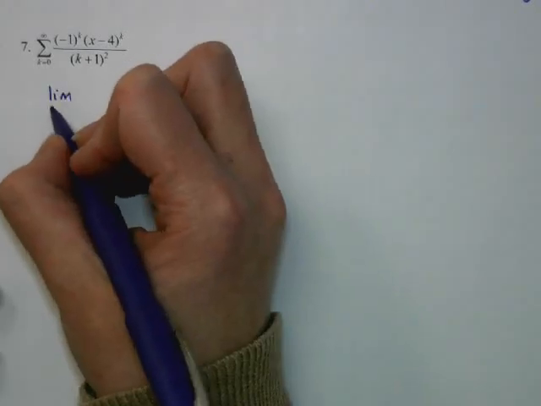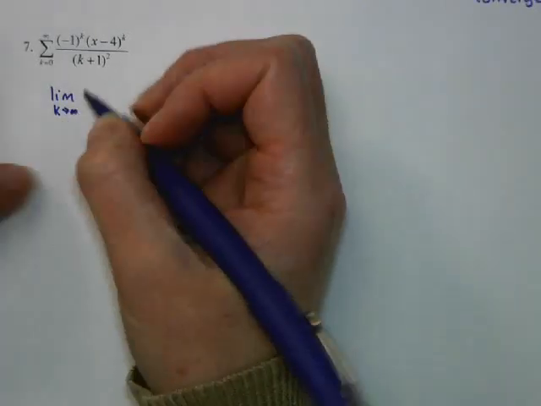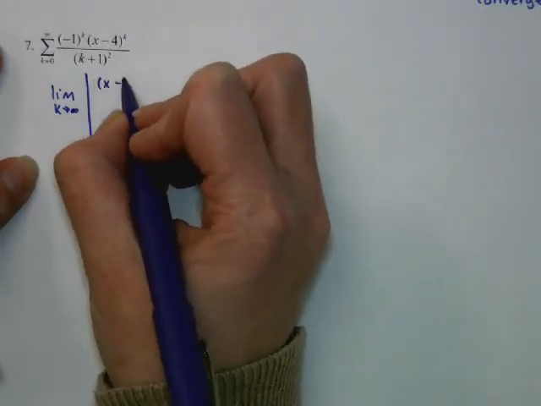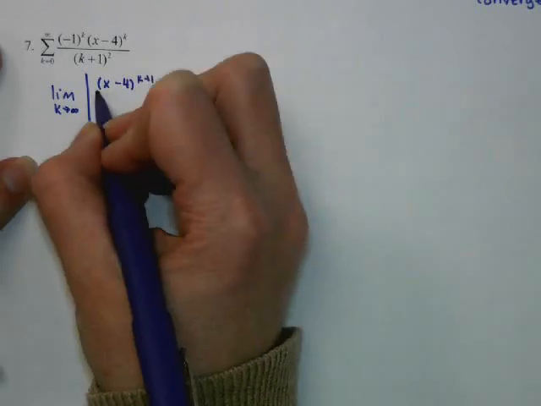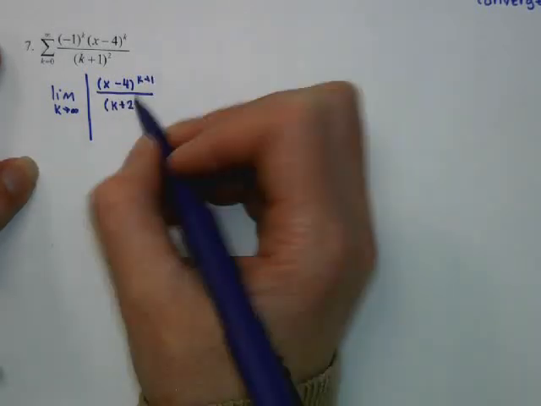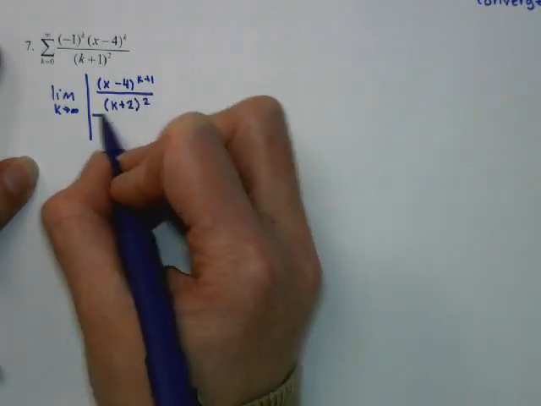So we're going to look at the limit as k goes to infinity. X minus 4 to the k plus 1 over k plus 1, well, plus 1, so k plus 2.